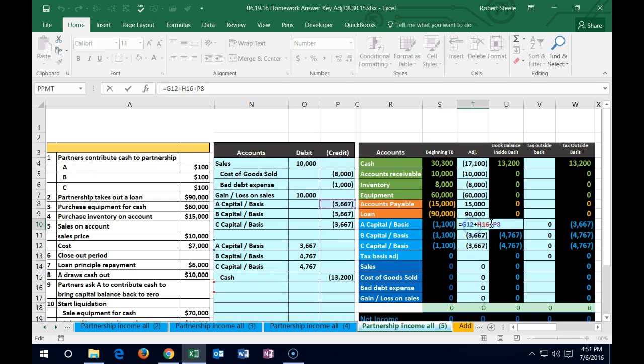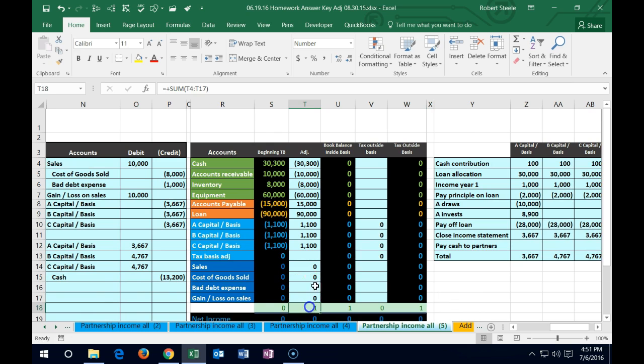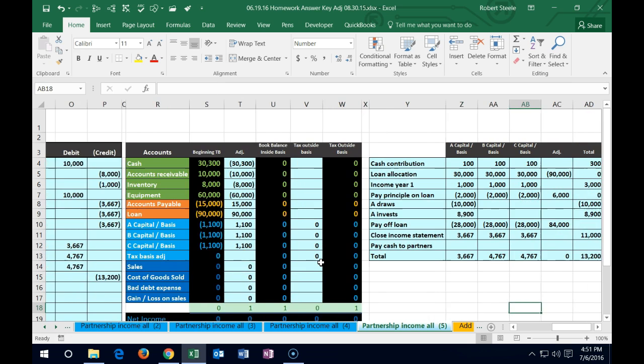All right, so I'm going to double click here, going to the end of it, and that's the 3,667. Double click here, going to the end of it, plus the 4,767. Double clicking here, going to the end, plus 4,767. Bringing everything down, and the cash is going down here. We're off by $1, of course, but it's still green because it's within $1, so that's okay.